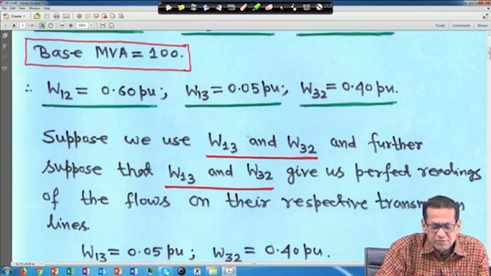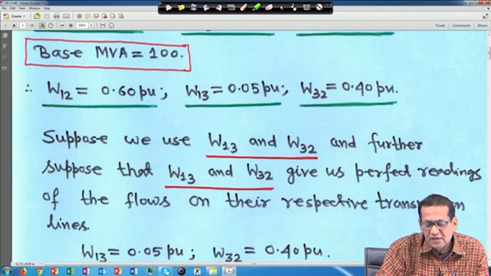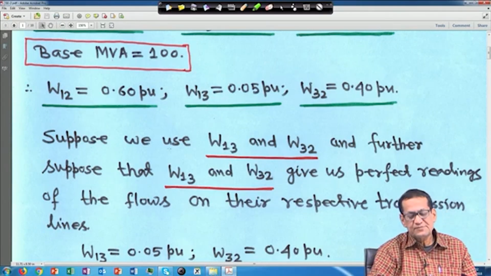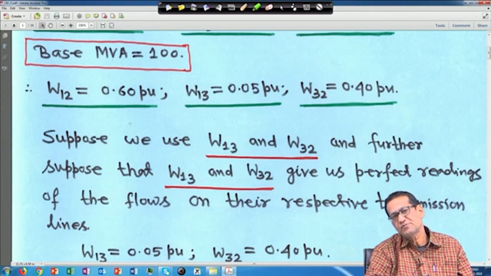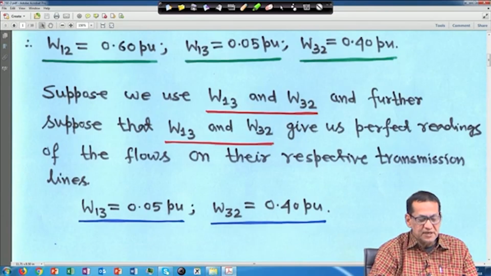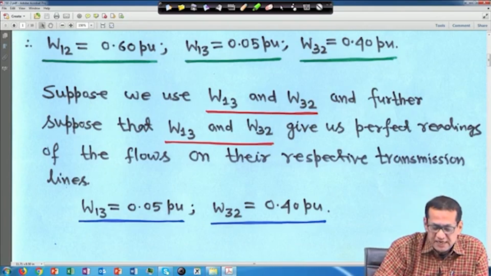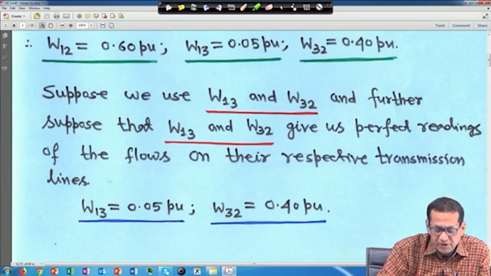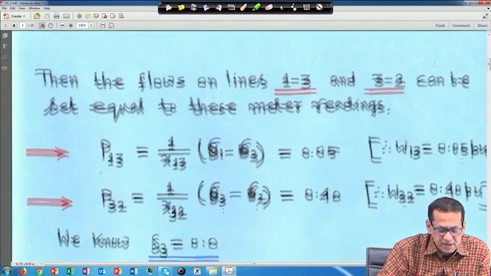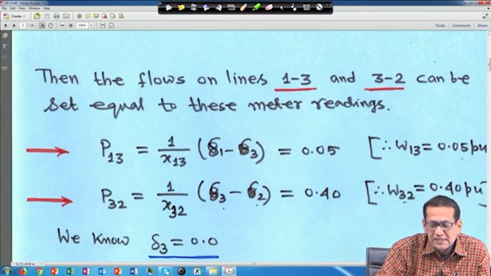Now, suppose we use W13 and W32, the 2 meters in line 13 and line 32, and further suppose that W13 and W32 give the perfect readings of the flows on their respective transmission lines. It is a perfect flow. Then W13 is equal to 0.05, that is the wattmeter placed in line 13, and the other meter placed in line 32 reads 0.4 per unit, right. Now the flows in line 13 and 32 can be set equal to these meter readings.